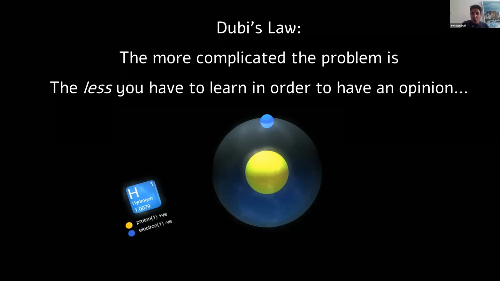Now, in order to say something about this problem, you have to learn. You have to learn physics, and you have to learn differential equations because you want to solve Schrodinger's equation. And then you solve it, and then you look at the solution. And then you can say, oh, the spectral line of hydrogen is 242 nanometers.